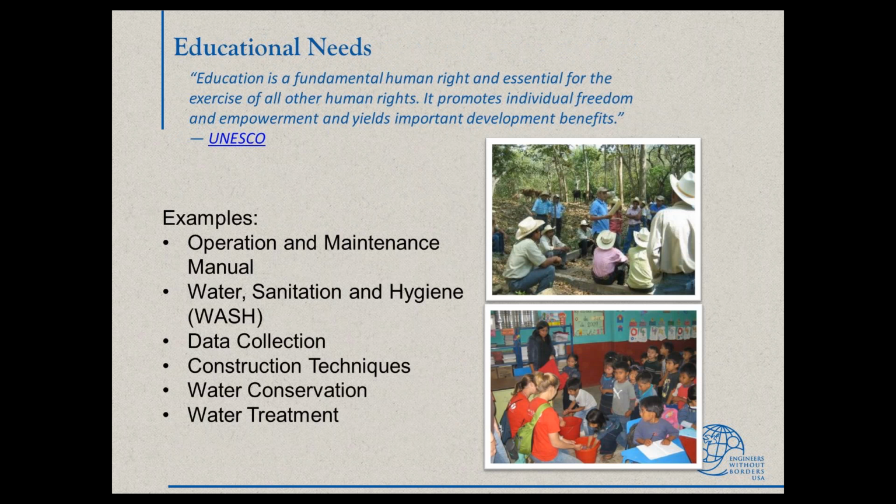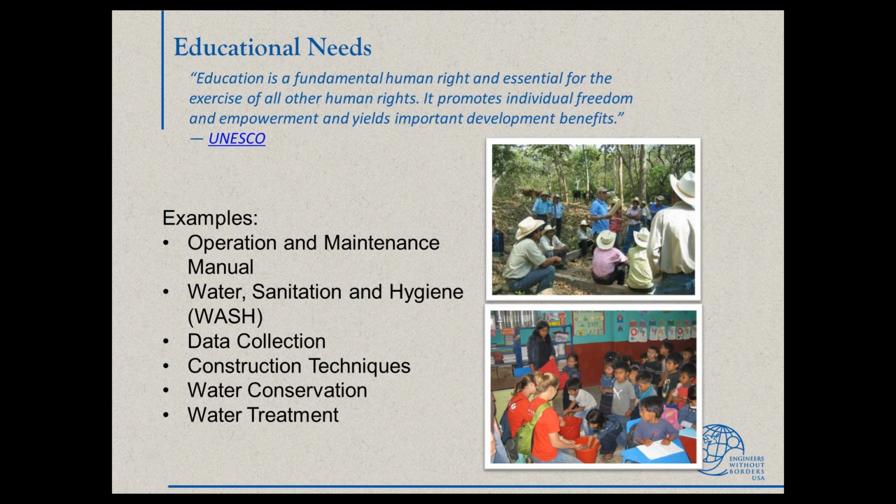So when we talk about education needs, what are we actually talking about? Some examples of education needs are listed here, as you can see. The most, I think, obvious one, and the one that we tend to think about first, is the Operation and Maintenance Manual. In addition, I see a lot of chapters focus on water, sanitation, and hygiene. Education can be incorporated into your data collection, construction techniques, water conservation, and water treatment.